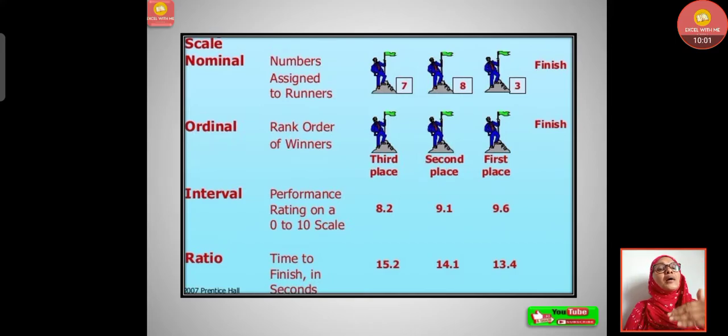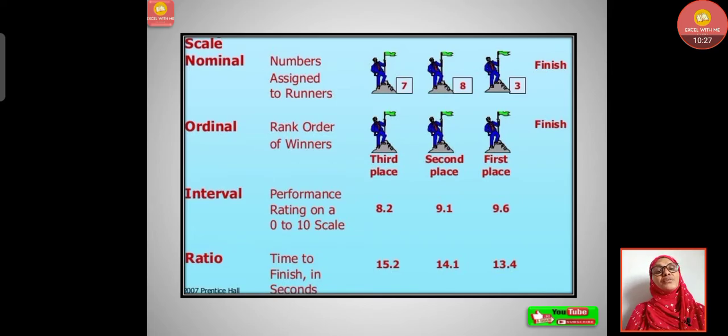Then interval, performance rating on a 0 to 10 scale. Maybe the first person who has won, that may be 9.6 on the scale. The second place will be 9.1. Then the third place 8.2. That is, out of 0 to 10 we have given these ratings.